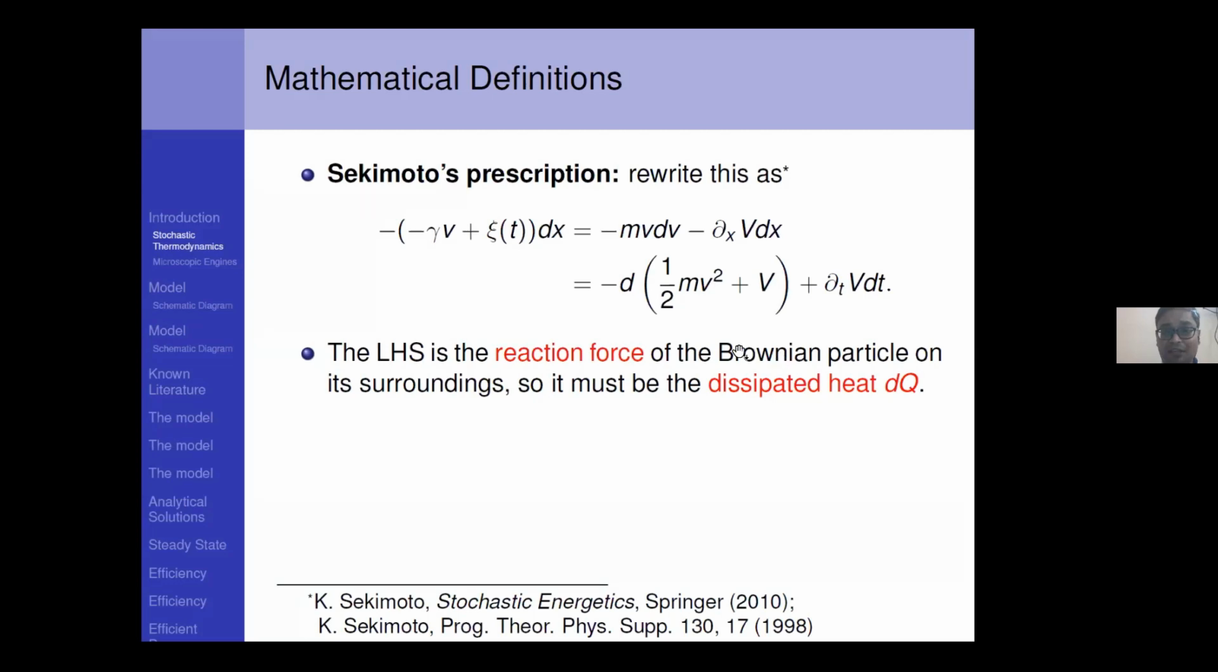Now on the right-hand side, this is easy to see. This should be the change in internal energy, because this is a summation of kinetic and potential energies. Then compare with the first law. This is the heat dissipated, this is the change in internal energy, and the third term must be the work done on the system.